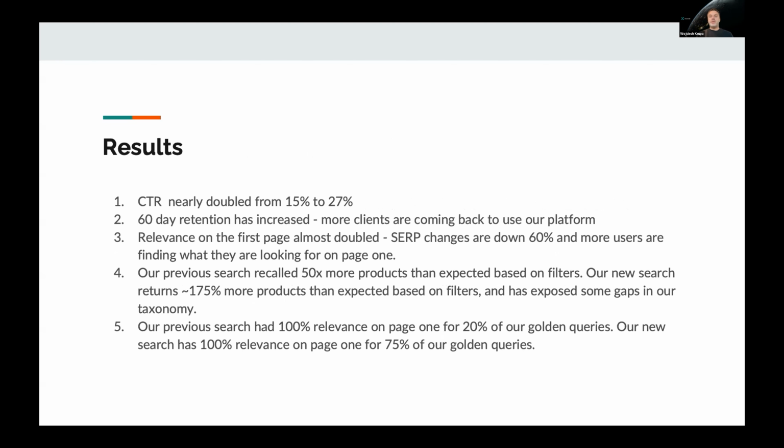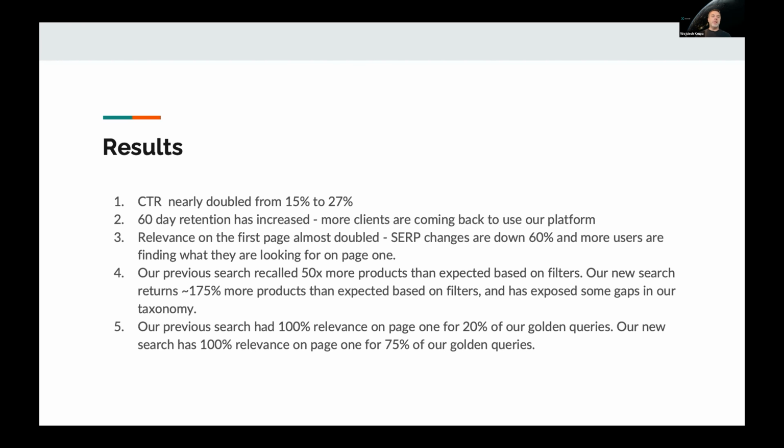So we've been working at it for several months, and the results speak for themselves. Stan mentioned some of the metrics that we are also using at Knowde. Click-through rate nearly doubled. 60-day retention has increased, and it is one of the most important business metrics that we use as a company, right? So more clients are coming back to use our platform and use search. And probably the most important metric for search itself, the relevance on the first page, we see it almost doubled.